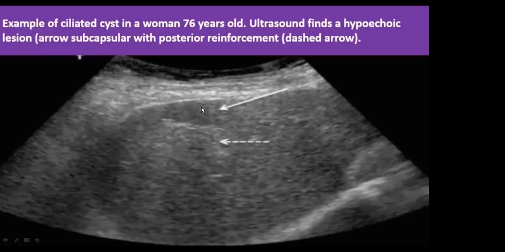So this is an example of a ciliated cyst in a 76-year-old woman. Ultrasound showed a hypoechoic lesion with a posterior acoustic enhancement.